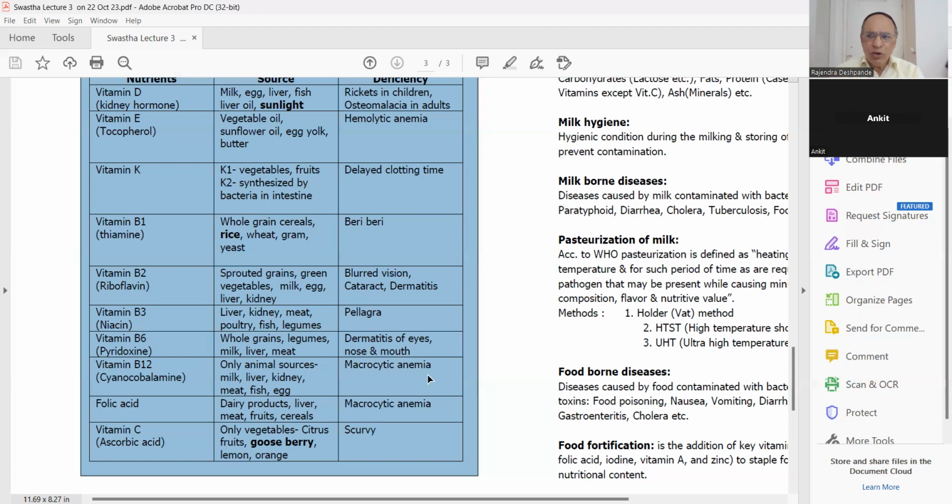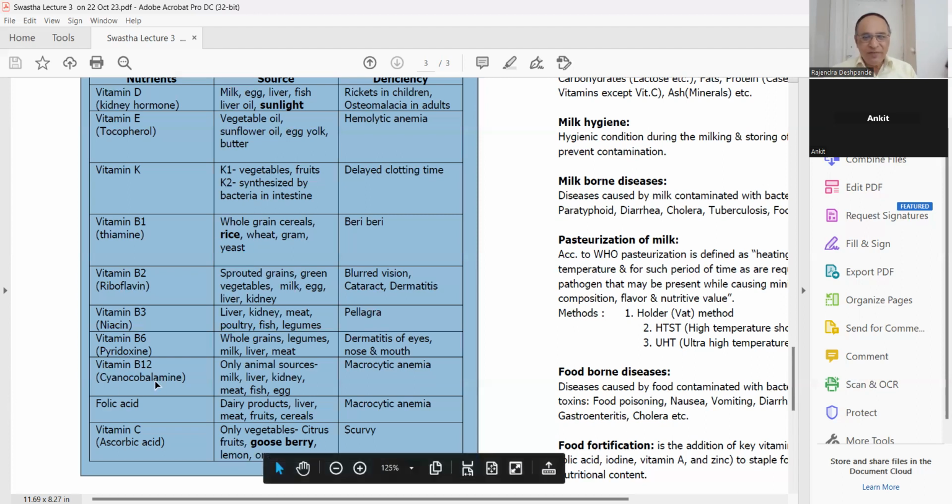Sir, what is erythropoiesis? Write down. Formation of RBC, erythropoiesis. For that, iron is needed, B12 is needed, copper is needed, zinc is needed. For erythropoiesis, formation of red blood cells. So this is B12 deficiency.